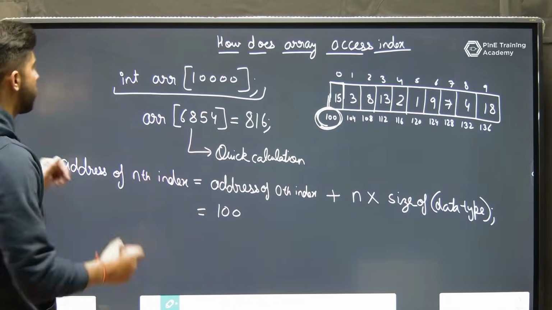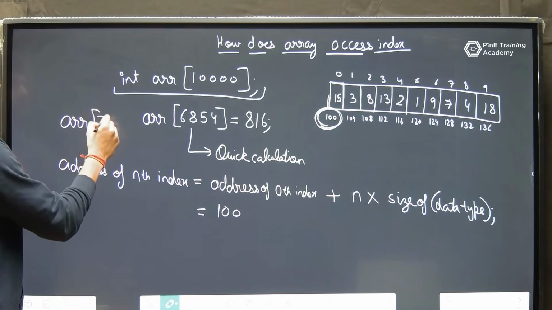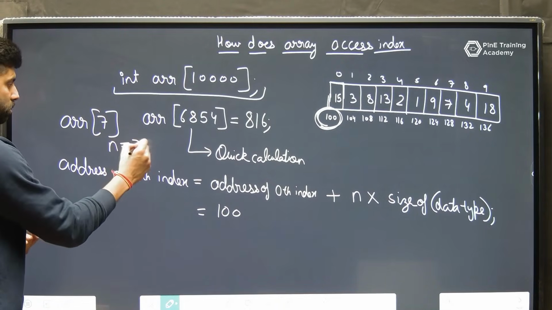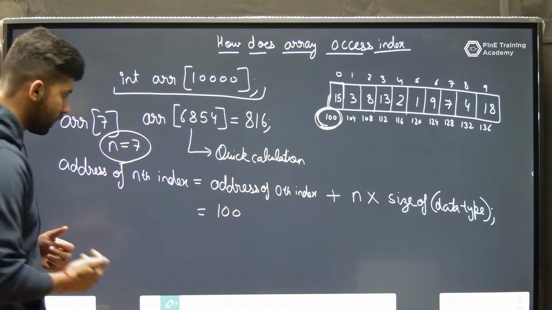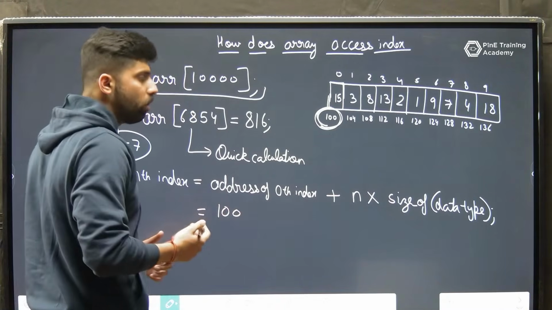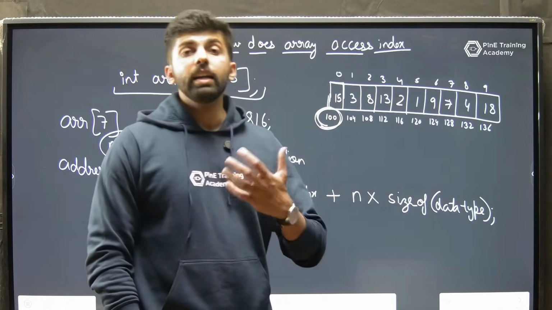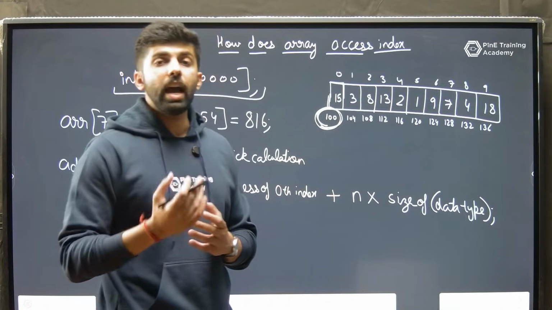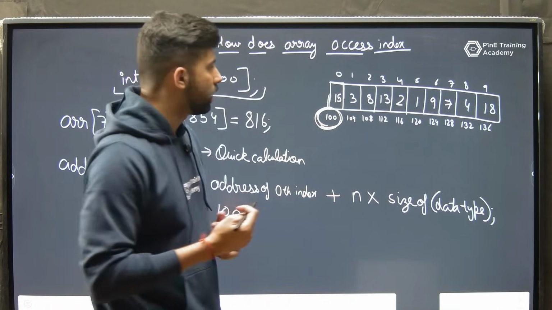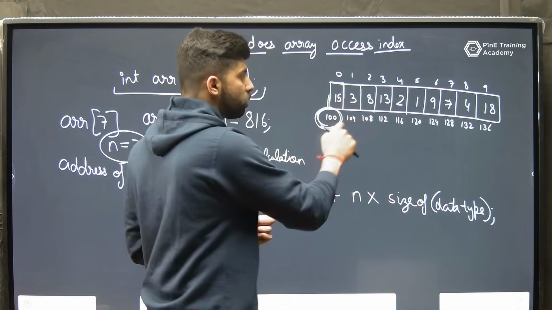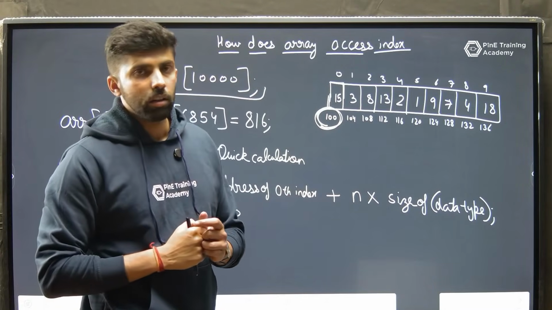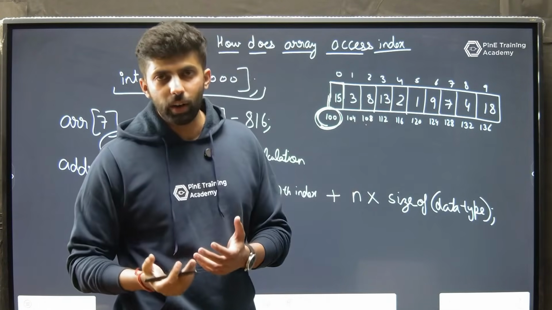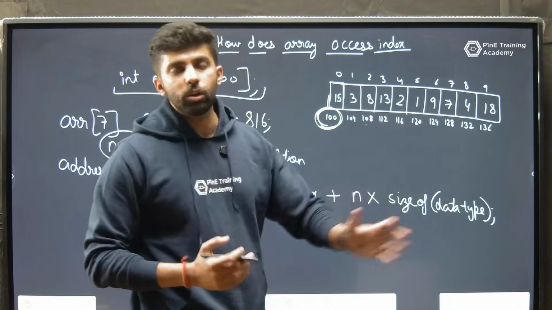And let's say I want to calculate the address of array of 7, so my n is equal to 7. The address of the 0th index is 100. Now the array stores the elements in a contiguous memory location. So if the first element is at 100, and since an integer takes 4 bytes, the next integer will be stored at 104. It again takes 4 bytes, so the next integer will be stored at 108. So this is a contiguous memory location.